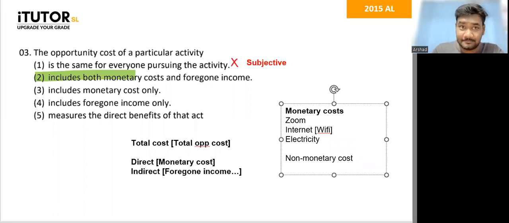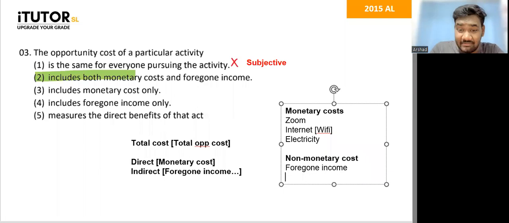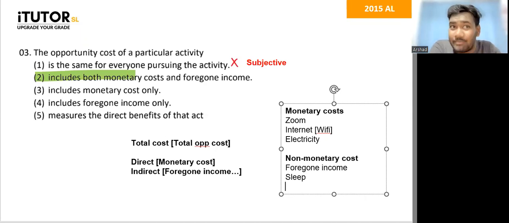Can you give me some non-monetary costs? Non-monetary costs. Maybe my foregone income, right? So instead of this class, I could have gone and done something else. I could have done some office work. I could have got some income from that, foregone income. Then you can even talk about my sleep, guys. And also because I am using my laptop here, my laptop is getting depreciated right now. Otherwise, if I am not doing this class, I would have nicely closed my laptop and kept it. But now because I'm using it, my laptop is getting depreciated, so depreciation.